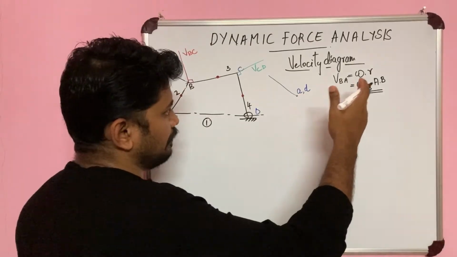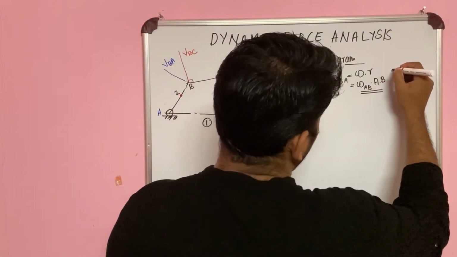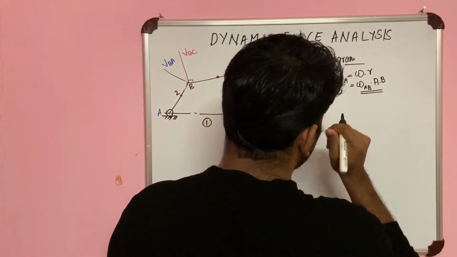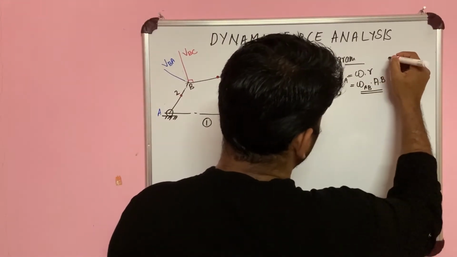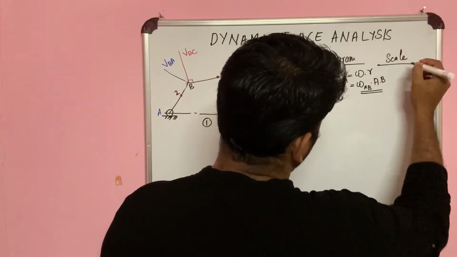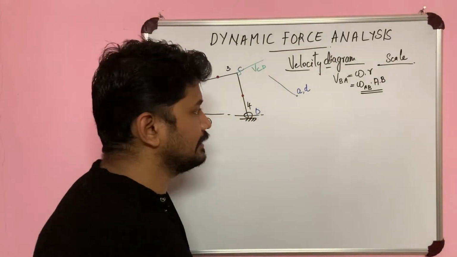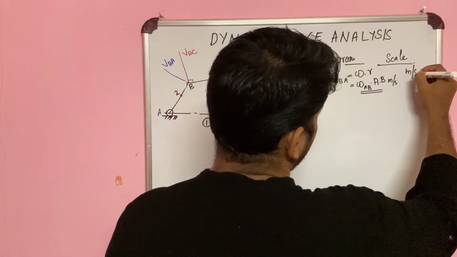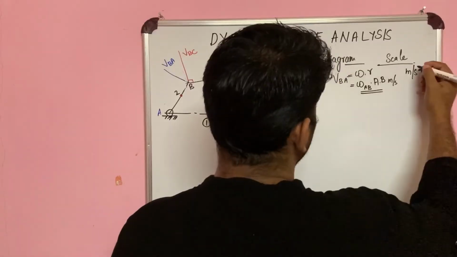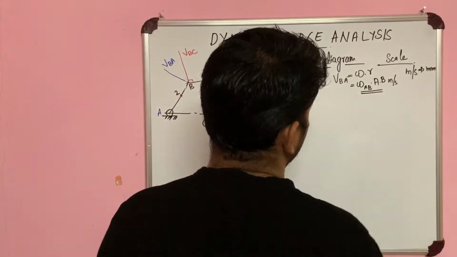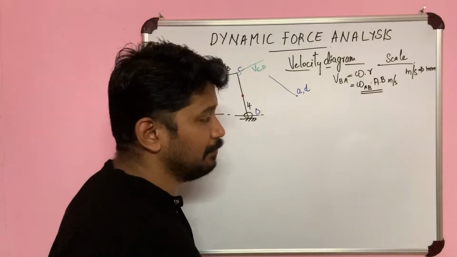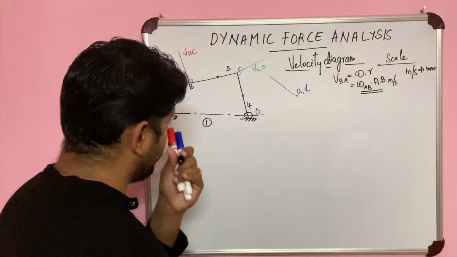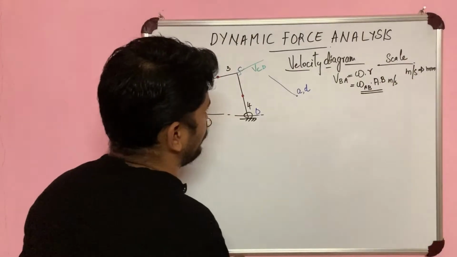So here I'm drawing VBA first, taking a particular scale. The scale is what you get in meters per second. So I have to convert meters per second into an equivalent distance in mm. That is the conversion into the scale.